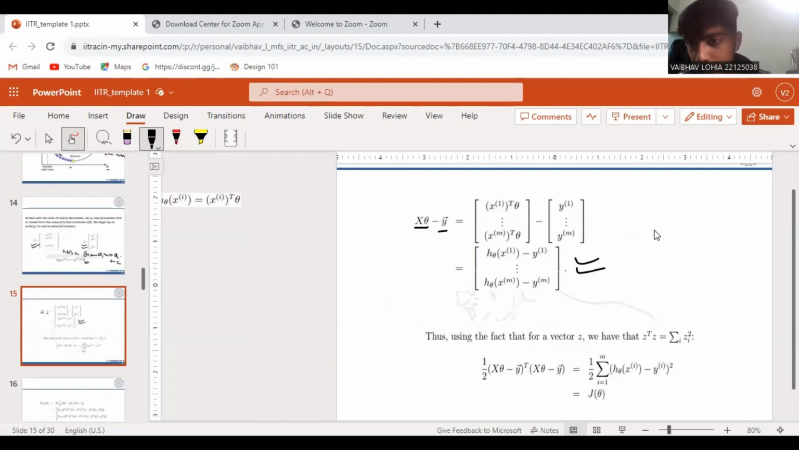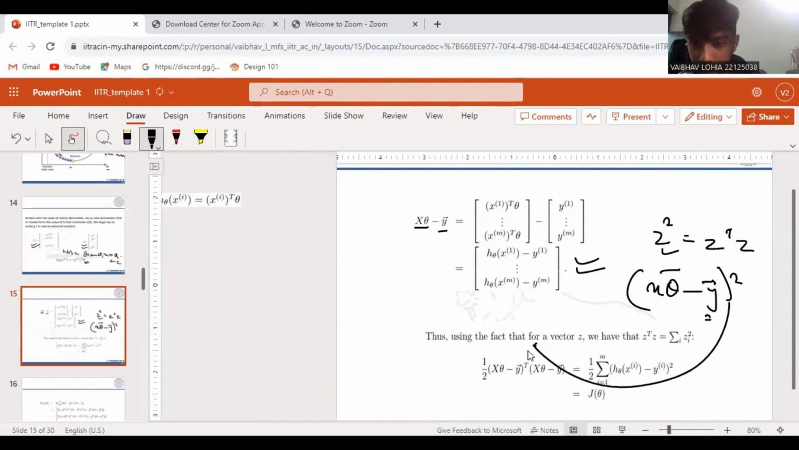We also know that for vectors, we can write z squared as z transpose z, where z is a vector. In a similar manner, we can write x theta minus y squared as x theta minus y transpose times x theta minus y, where I'm taking the value of m equal to 1 in the cost function. So the cost function becomes like this.